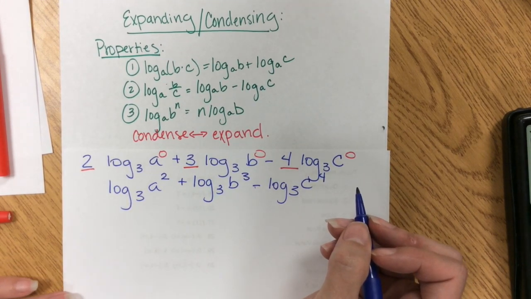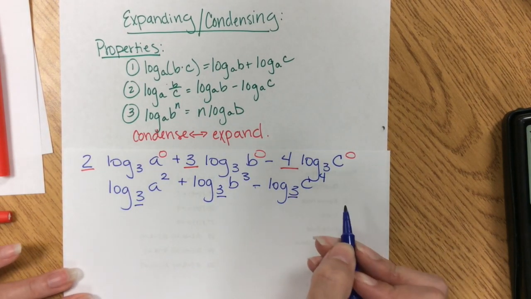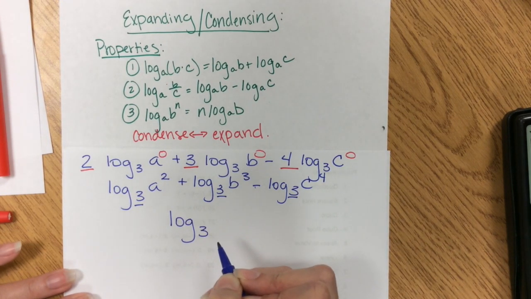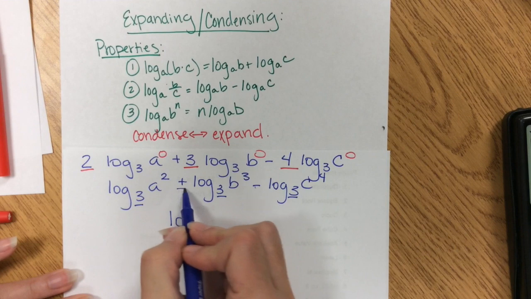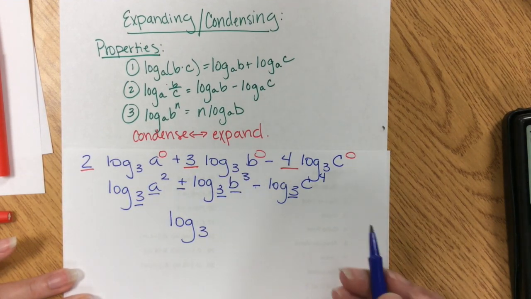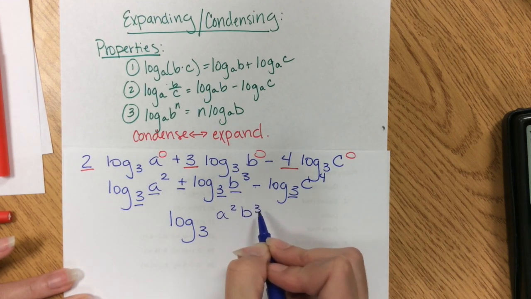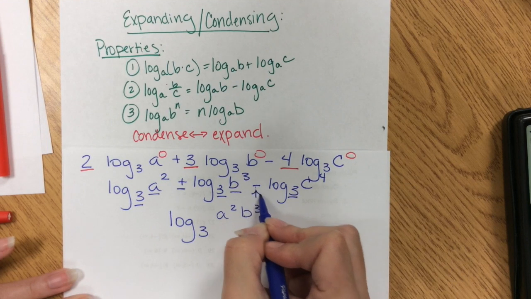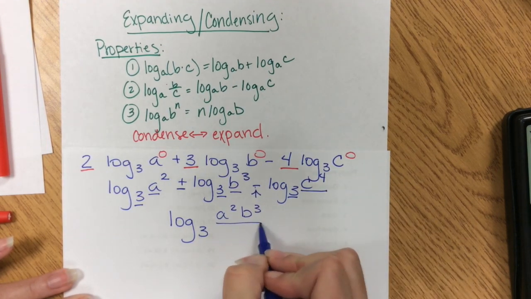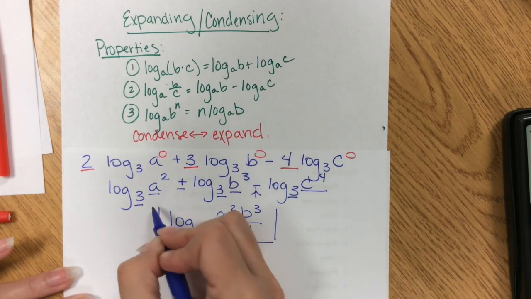Now I can combine all of these into one because they all have the same base. So I'm going to write one log with the common base, and now how do we combine? This plus means I can combine this guy and this guy by multiplying them. So we're going to say A squared times B cubed, and then this minus right here means what am I going to do with this C to the 4th? Divide. C to the 4th power. And there is your answer.